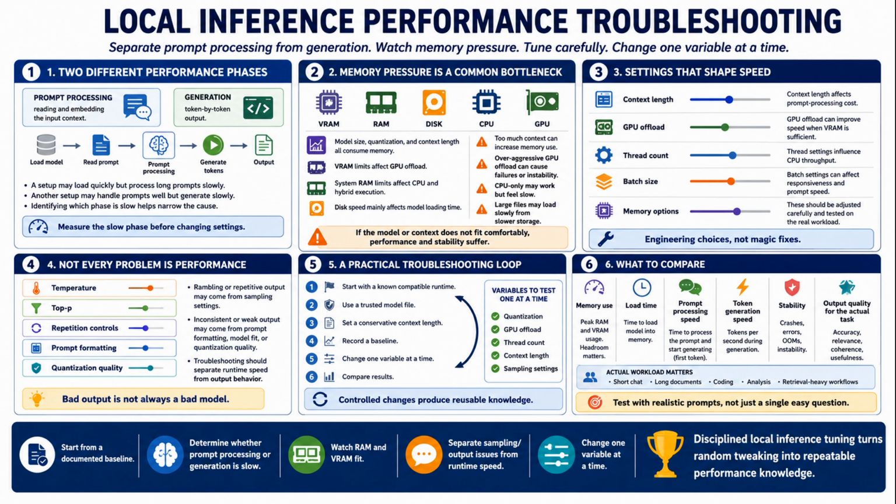A practical troubleshooting loop starts with a known compatible runtime, a trusted model file, conservative context length, and a documented baseline. Then change one variable at a time: quantization, GPU offload, thread count, context length, or sampling settings. Compare memory use, speed, and output quality. This disciplined approach is slower than random tweaking, but it produces knowledge you can reuse.